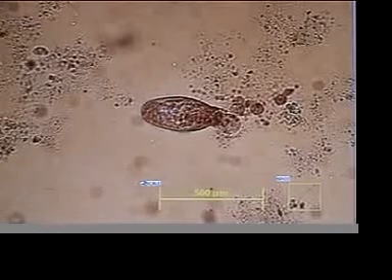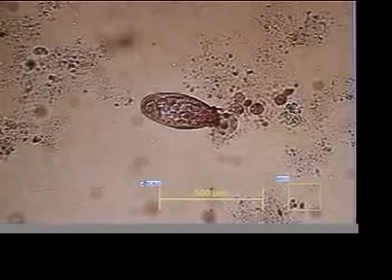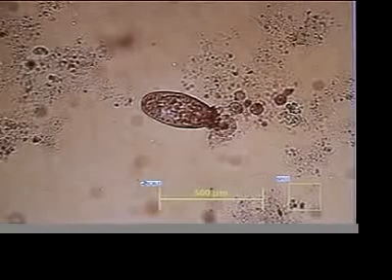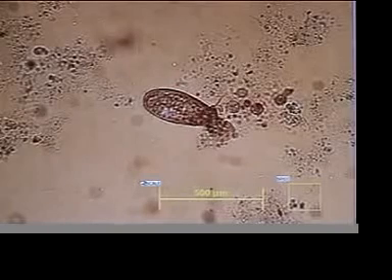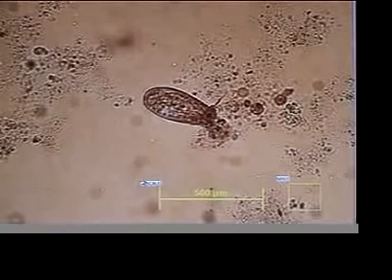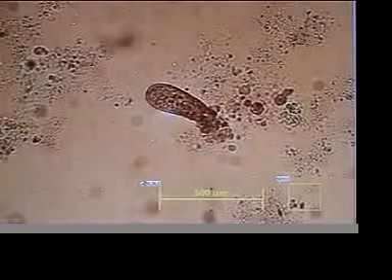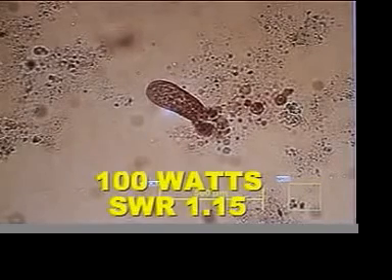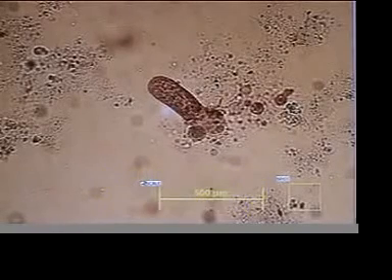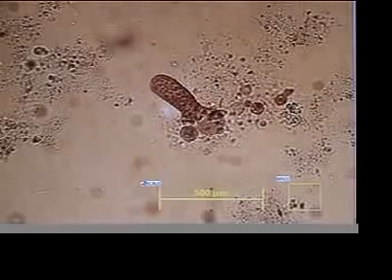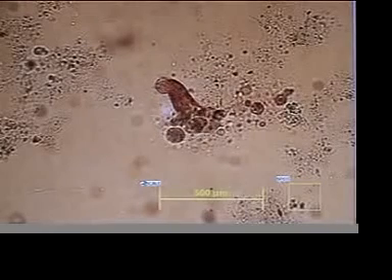This is a Rife-Bare plasma experiment, and today is Wednesday, October 3rd, 2007, and we are seeing a classic disintegration here of a Blepharisma. 100 watts exactly, and the SWR is about 1.15 on the MFJ antenna tuner. And we have some beautiful video of this organism.